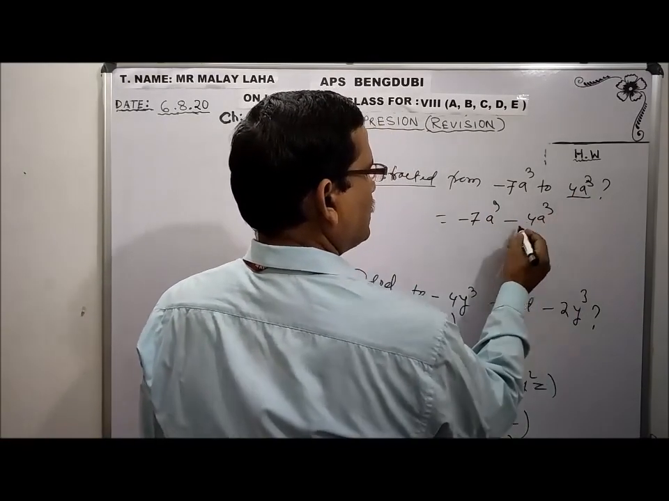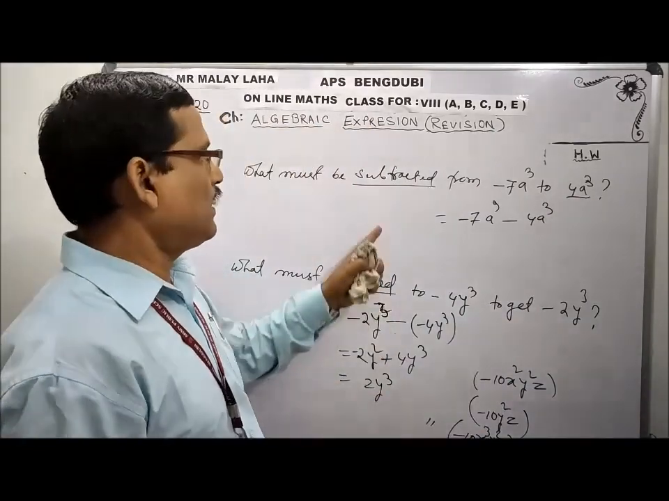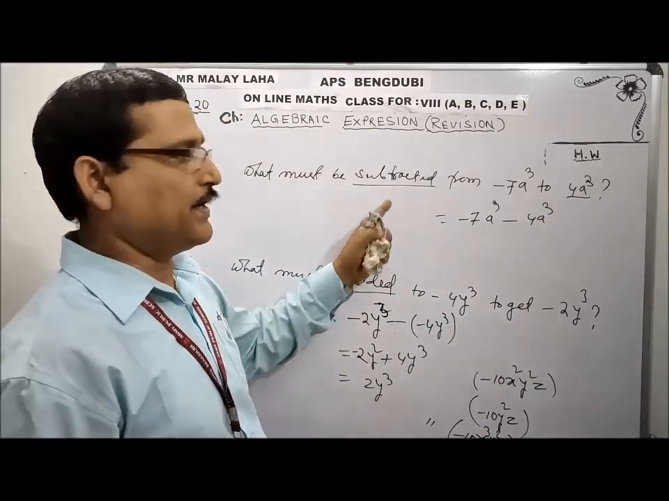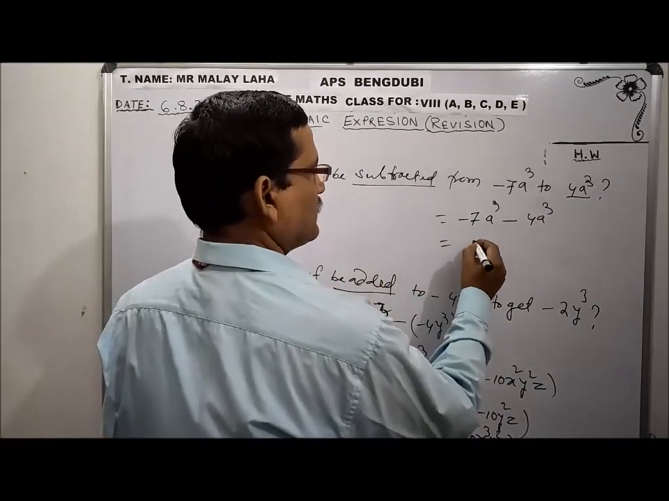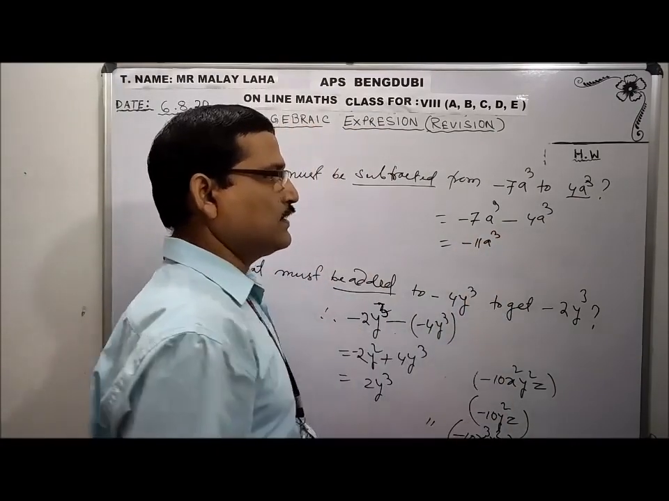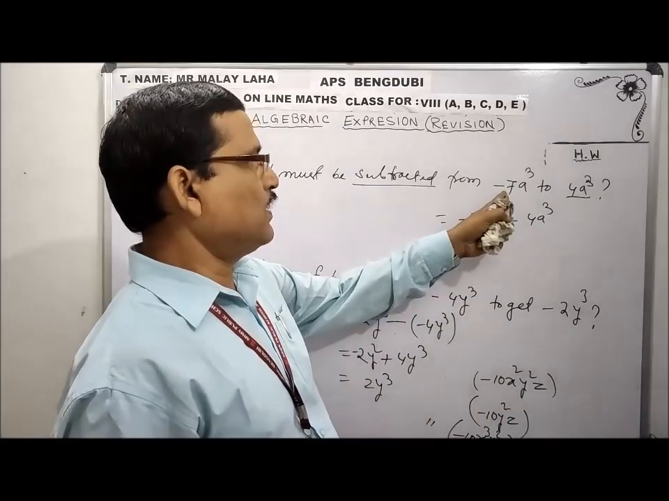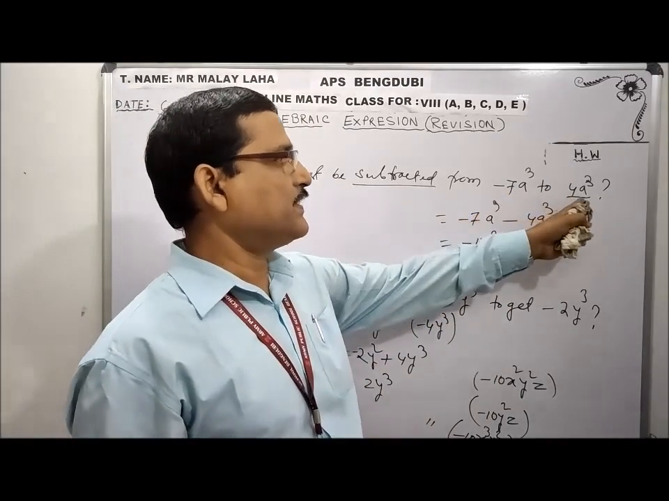So this was positive. This minus sign is the symbol for what? I have to subtract. Now minus plus, so the sign will be minus 11a cube. So the answer: if I subtract minus 11a cube from minus 7a cube, the result will be 4a cube.